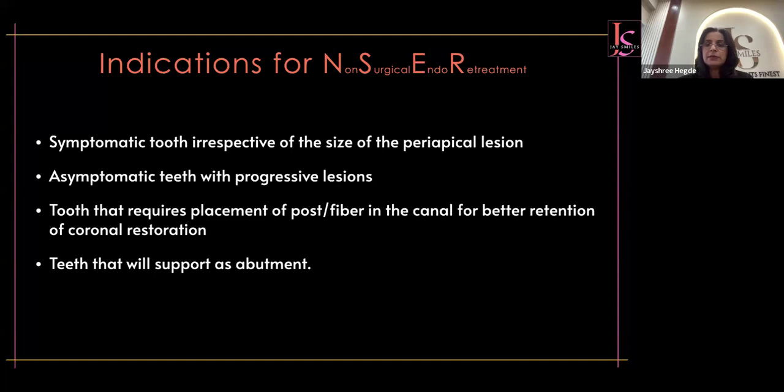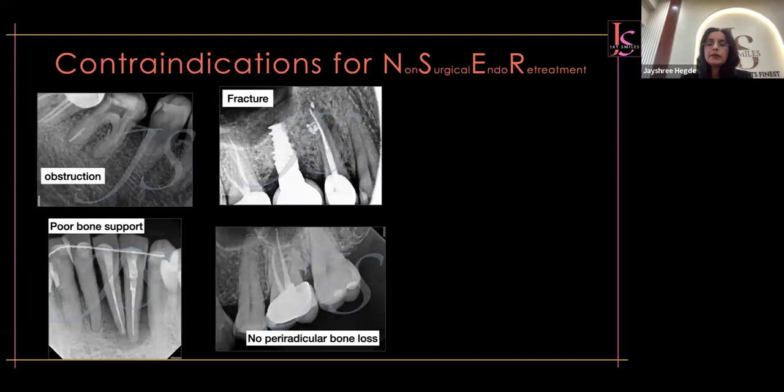Tooth that requires placement of a fiber post, because it's not easy to go in again when the tooth gets symptomatic. So if you need to place a fiber post or whatever post of your choice, preferably fiber post, it is better to retreat when the root canal treatment is not done very well. It's better to retreat and then use a fiber post, or a tooth that supports the abutment.